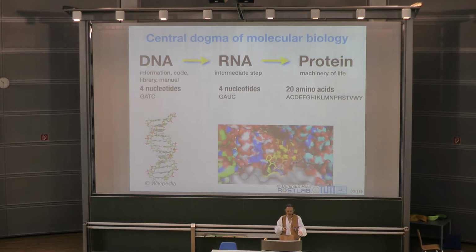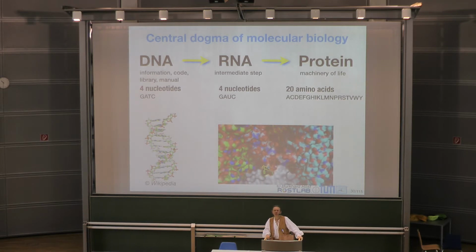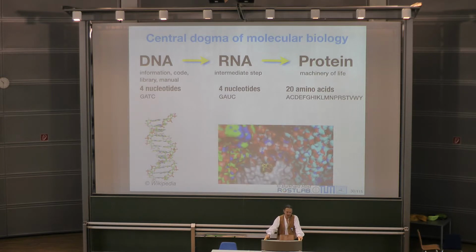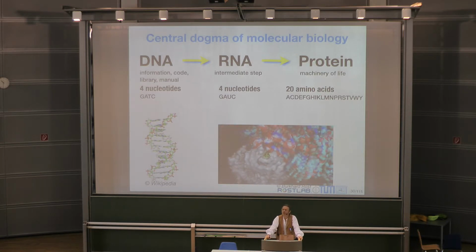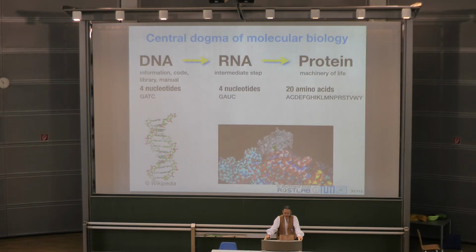In terms of the way it's made, again, DNA is 4 different nucleotides, 4 letters. RNA is also 4 letters. Just 1 letter differs between RNA and DNA. Protein is 20 amino acids. How can you get from 4 to 20?